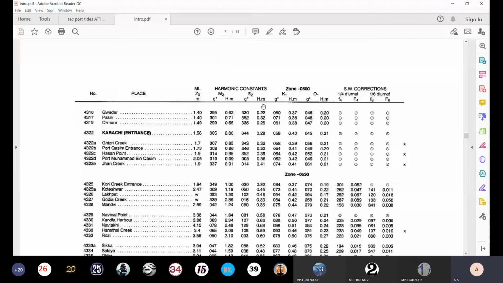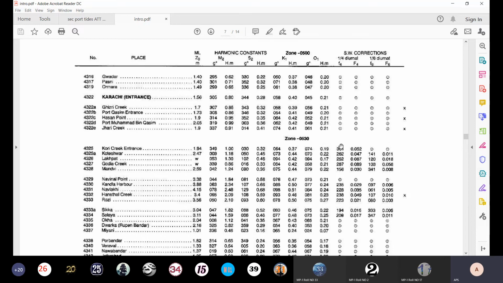So we will need to take into account in our calculation M2 values, S2 value, K1 value, O1 value, f4, F4, f6, F6 values. So you can see that f4 is showing in degrees and capital F4 is showing in numerals. So what is the difference between F4, F6?